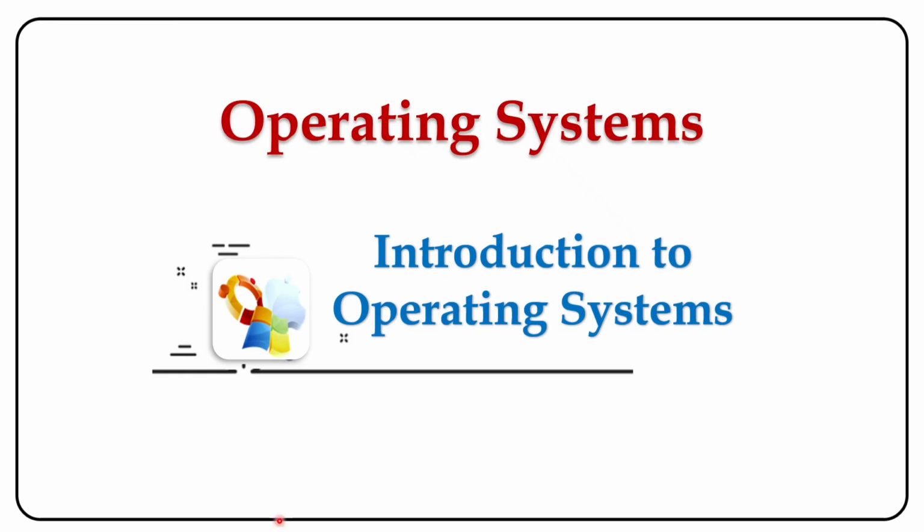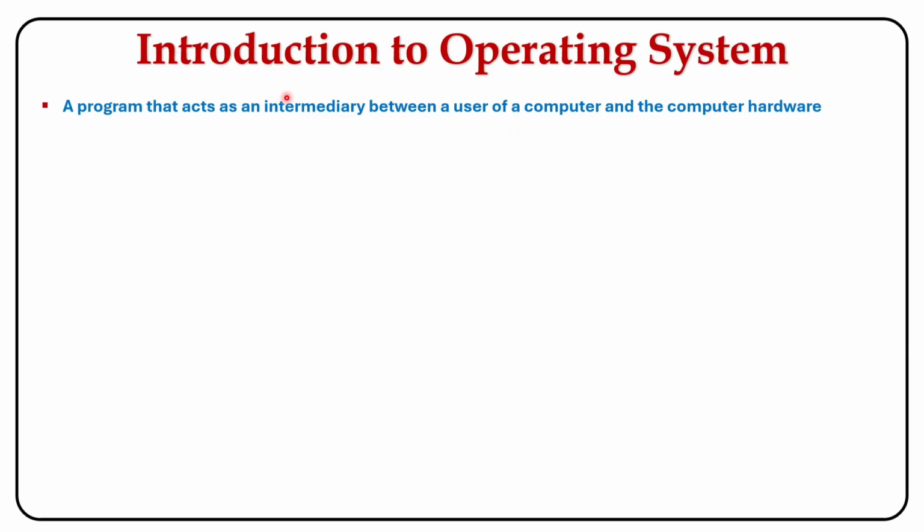Hi all. In this session, let's learn about introduction to operating systems. As a part of introduction, let's start with definition of operating system. An operating system or OS is a program that acts as an intermediate between a user of a computer and the computer hardware. But what does intermediate mean?